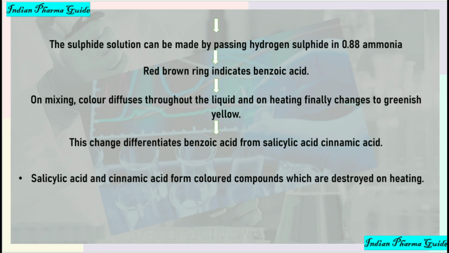The sulfide solution can be made by passing hydrogen sulfide into 0.88 ammonia. Then a red-brown ring indicates the presence of benzoic acid. By mixing the above solution, the color diffuses throughout the liquid, and on heating, finally it changes to greenish yellow color. So this change differentiates benzoic acid from salicylic acid and cinnamic acid.